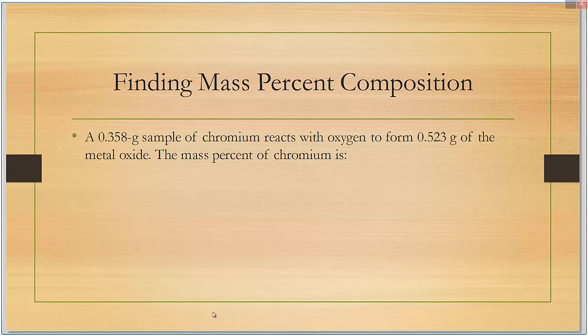So for instance, we have a question here. A 0.358 gram sample of chromium reacts with oxygen to form 0.523 grams of the metal oxide, so of the whole thing. So the 0.523 is of the whole compound, whereas the 0.358 is of just chromium.